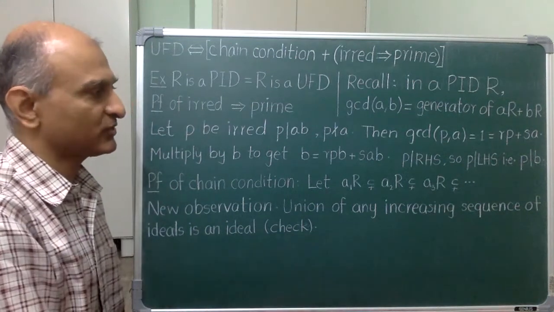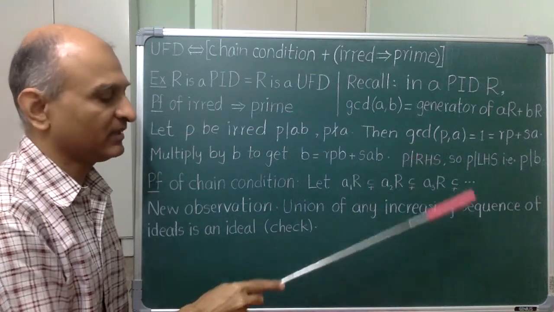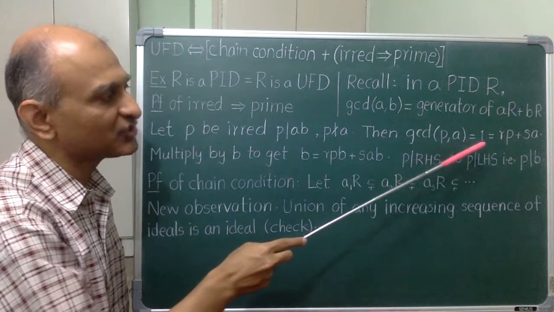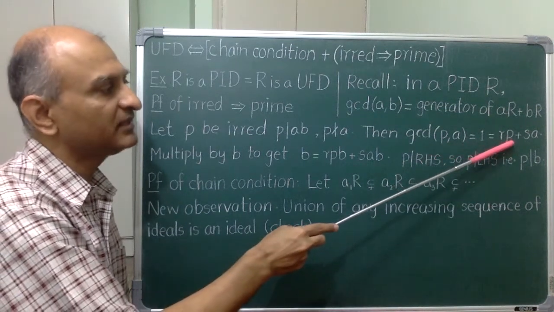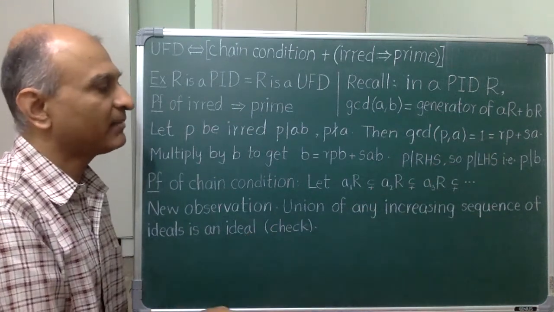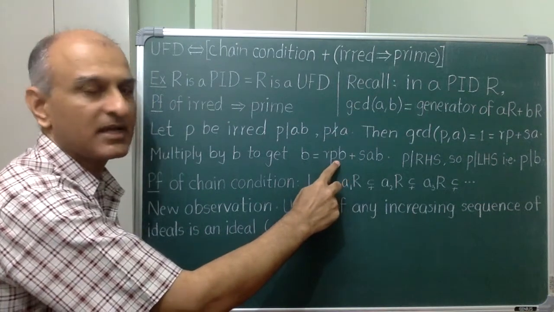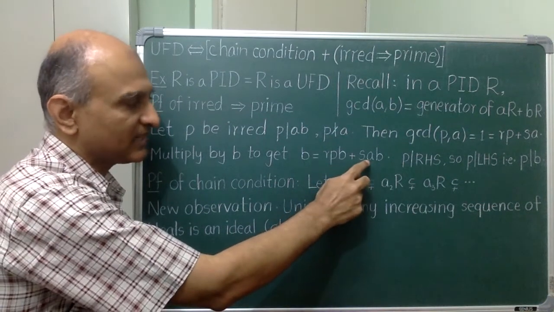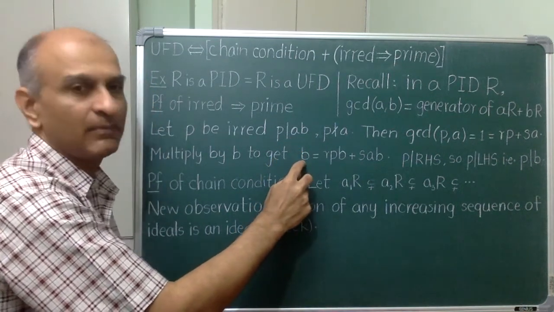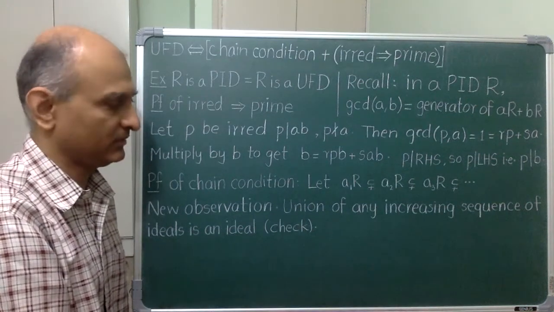Because P is irreducible, its GCD with anything can only be 1 or P. But P does not divide A. So the GCD of P and A has to be 1, which is then a linear combination of P and A. Now I take this equation and multiply it by B to get this one. The first term on the right hand side is divisible by P and the second one is too because of this condition. So B is divisible by P and I am done. This kind of argument should now be routine.